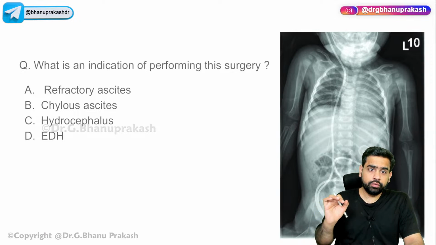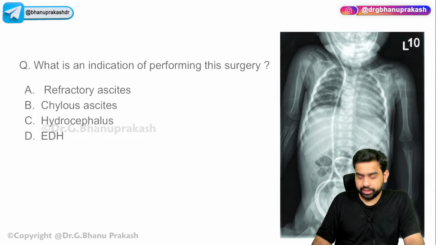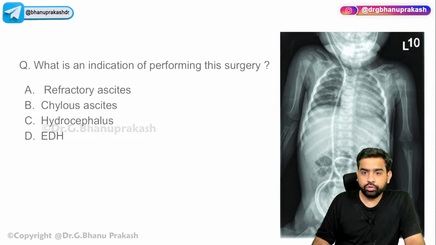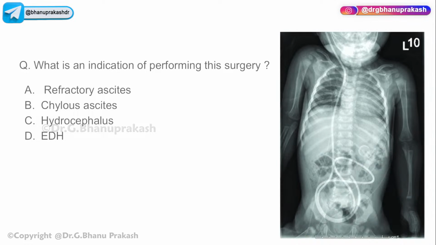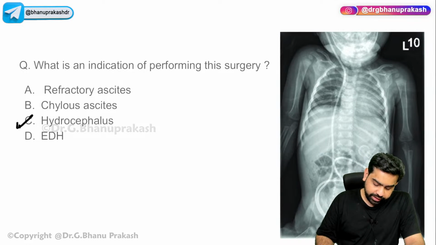Now, what is the indication of performing this particular surgery in these patients? It's not completely visible here. Can you please help me with this? What's your answer, guys? Yes, it is basically hydrocephalus, right? So what is this? This is a ventriculoperitoneal shunt.